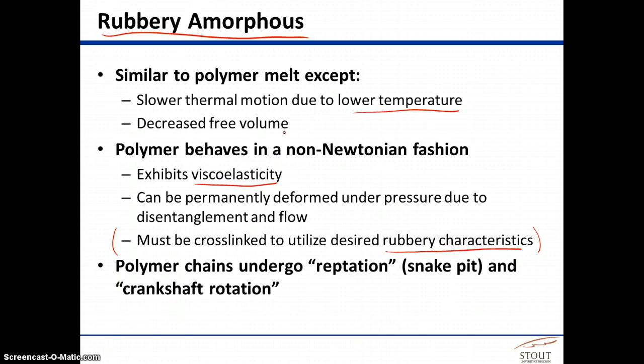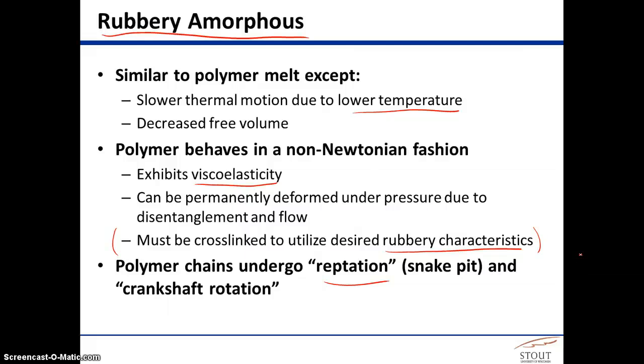So polymer chains, uncross-linked polymer chains, that is, are able to undergo reptation. Reptation has a similar root as reptile, which is trying to underscore this snake-like movement that chains in the rubbery amorphous phase can undergo. And so we've compared it to a plate of spaghetti or a pit of snakes. And so in this phase, that motion that we propose and believe is responsible for that rubbery amorphous phase really is like snakes crawling in a pit. And we'll take a look at the picture of that here in a moment.